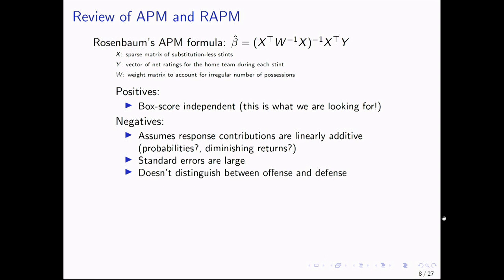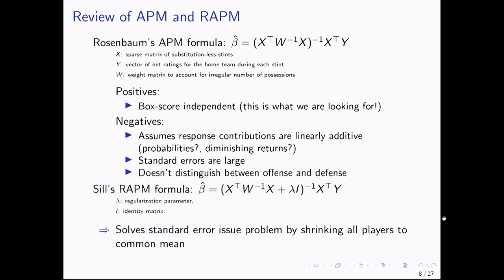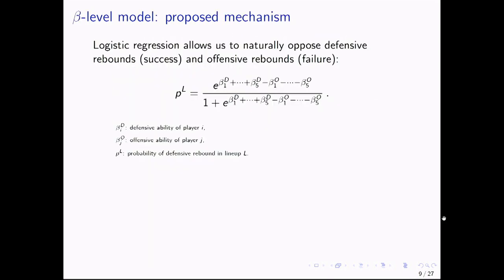There's also the issue that the standard errors are very large in the original implementation, and it doesn't actually distinguish between offense and defense. It just estimates the difference between offensive and defensive ability. So one improvement to this model has been Joe Sill's regularized adjusted plus minus, where he has this Gaussian prior instilled across all the parameters, and he basically just squishes everybody to some common mean, which he finds through cross-validation. So that out of the way, we can get into what the beta level model actually looks like.